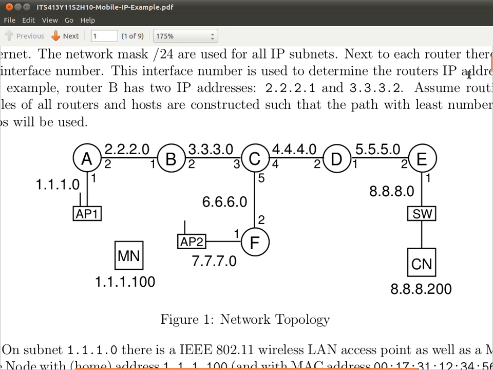Figure 11, router C has a packet, destination is 888-200. Who does it send to? And D, which row does it match? There are 8 rows in the routing table. Which one does it match? Which row does it match?